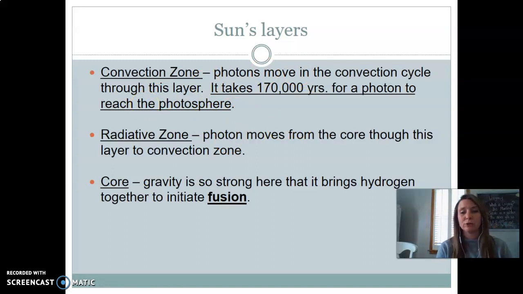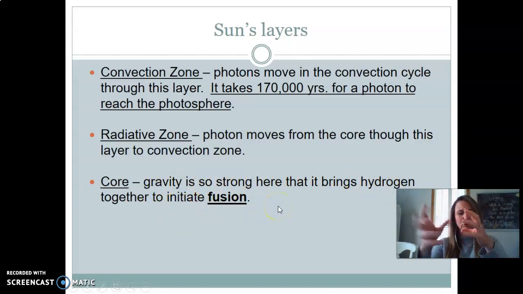Below the convection zone, where it's heating up those gases, is the radiative zone. And once again, it's just energy that is moving through to the core, which is the most important part of a star. It's what keeps a star being a star. And so in order for a star to be called a star on the main sequence, and we'll talk about this, main sequence just means that all stars are doing the same thing, which is just this. Gravity is so strong here that it brings hydrogen together to initiate fusion.